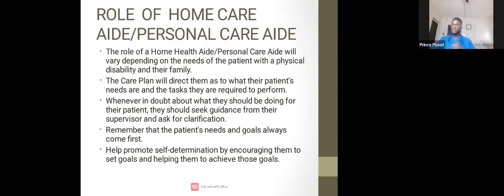To help promote self-determination by encouraging them to set goals and helping them to achieve their goals. So even if you are not brushing for your patients, even if you are not bathing them because maybe they have a family member that is doing that, you must understand that their physical disability has impeded and impacted them in so many ways, even a reduction in self-belief. So we are encouraging them to believe in themselves and promoting self-determination to achieve their goals.